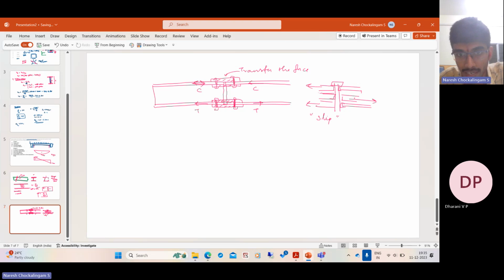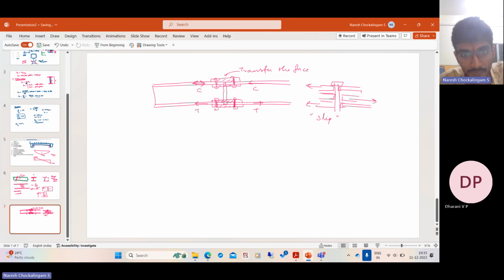So that actually makes the connection a little weak. So our bending assumptions are not valid here. Whatever the distribution of stresses and all, that will get disturbed when we have a connection like this. So when we draw the bending moment diagram, that is assuming that the flexural rigidity and all things like that are constant everywhere.